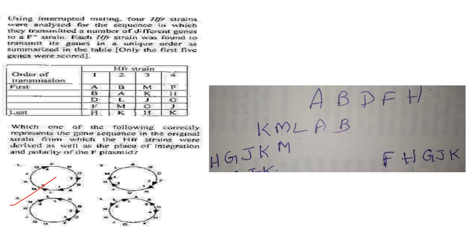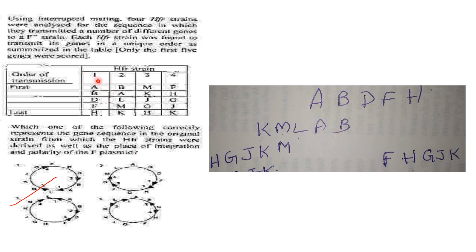Then next one. Using interrupted mating, 4 HFR strains were analyzed for the sequence in which they transmitted a number of different genes to the F- strain. Each HFR strain was found to transmit its genes in a unique order as summarized in the table. Only the first 5 genes were scored. Which of the following correctly represent the gene sequence in the original strain from which the HFR strains were derived as well as the place of integration and polarity of the F plasmid?